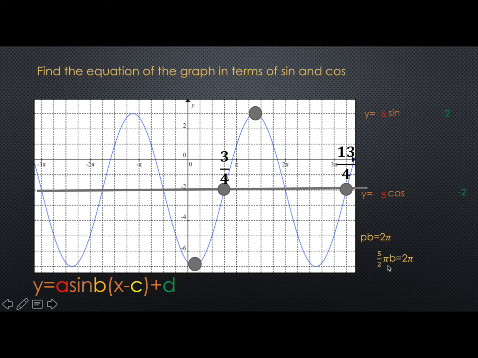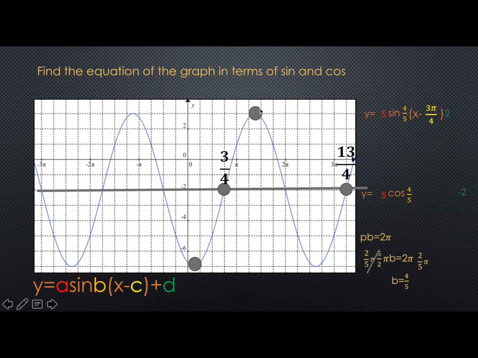Don't forget the pi. Multiply both sides by the reciprocal, 2/5. These cancel out. When we simplify, we get b equals 4/5. Lastly, let's figure out the c value. For sine, let's use one of these points we already found. This dot is at positive 3/4, so in our equation, we would write x minus 3 pi over 4. The graph starts above the center, so the a value remains positive.